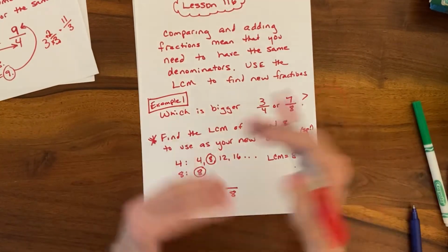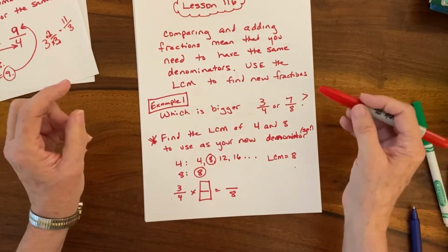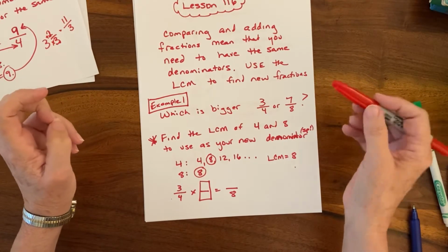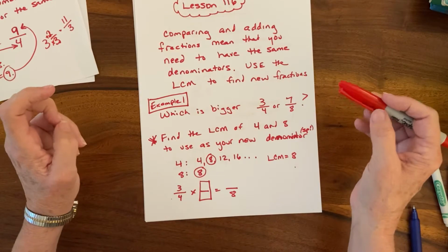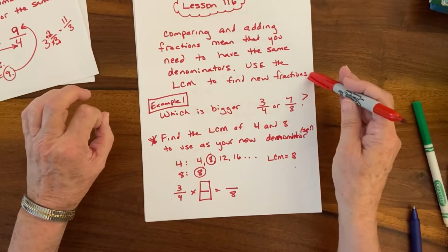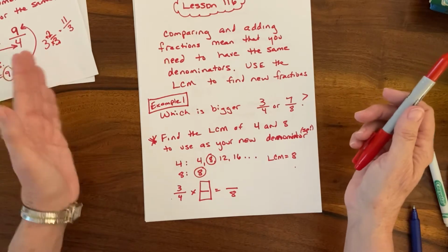Okay, lesson 116 is what we're really doing. So we're comparing and adding fractions. And so that means we have to have the same denominator in order to do that. And we're going to use that least common multiple to find the new fraction. So remember, multiples are skip counting.